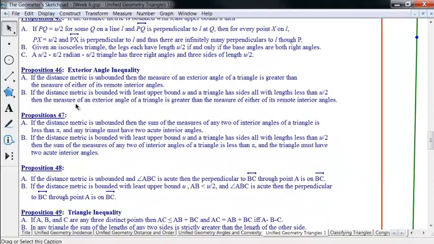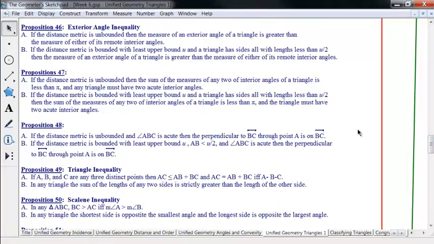The exterior angle inequality says the measure of an exterior angle is greater than the measure of either of its remote interior angles. That's true if the distance metric is unbounded, so in hyperbolic and Euclidean geometry, that's true. It's sometimes true in spherical geometry. If the triangle is small, in the sense that all the sides are less than pi over 2, then the measure of an exterior angle of a triangle is greater than the measure of each of its remote interior angles. But this is not true if the sides are pi over 2 in length, or maybe greater. It could give us some problems.